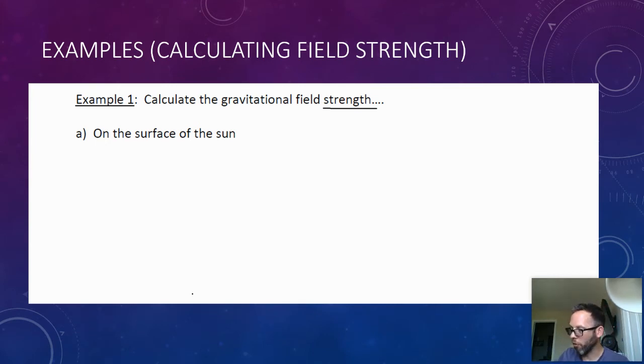You're going to need your solar system data. Maybe you printed that off, or maybe you want to head to Brightspace and just pull that up. I have it up too. But what is the gravitational field strength on the surface of the sun?